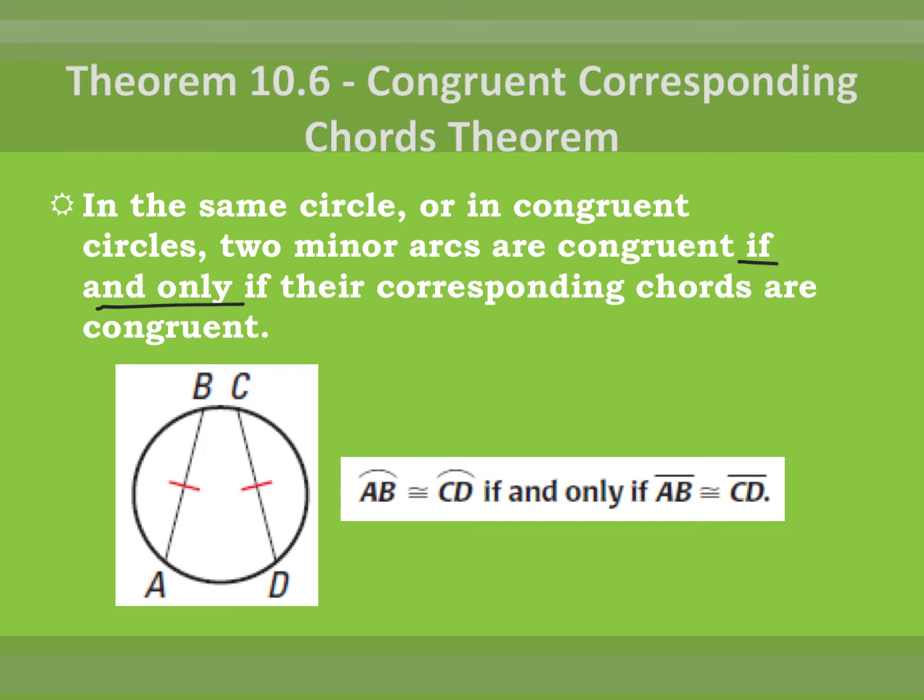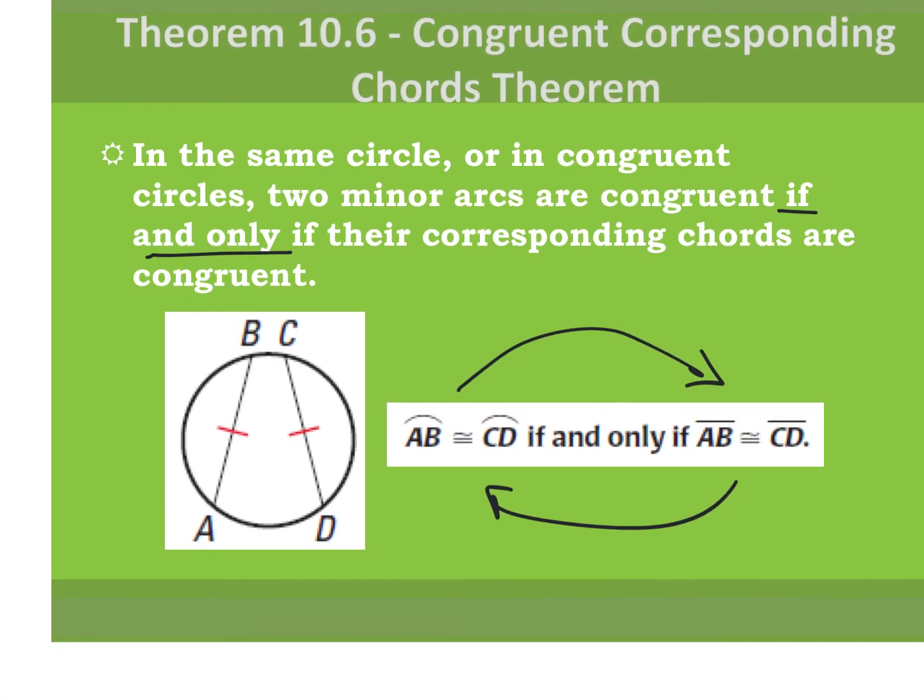So what this means is they can either give you that the chords are congruent and then you can conclude that the arcs are congruent, or they could start out by saying if the arcs are congruent, then the chords are congruent. So this can go either way. So you'll either have congruency marks on the chords like in this picture, and then from there you can tell that these arcs are congruent, or vice versa.